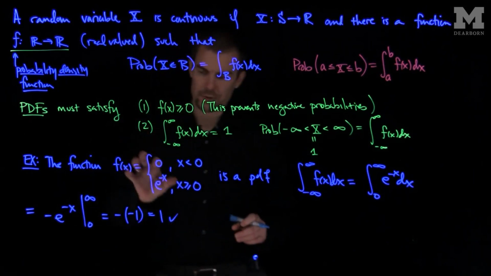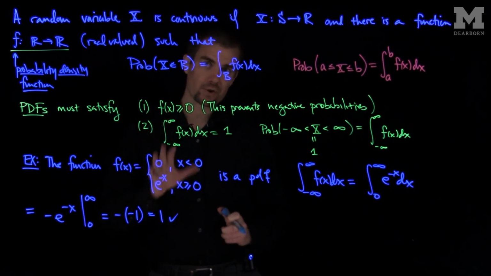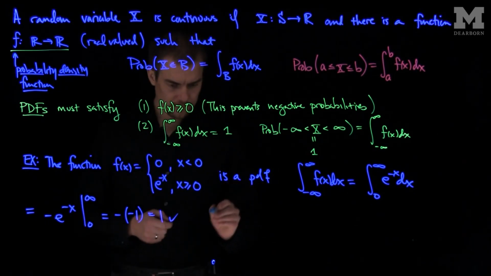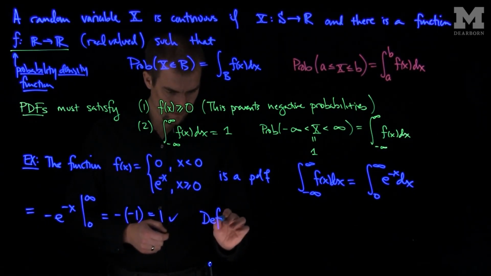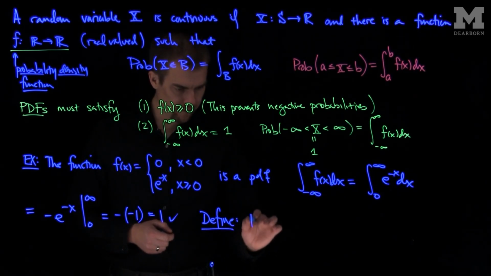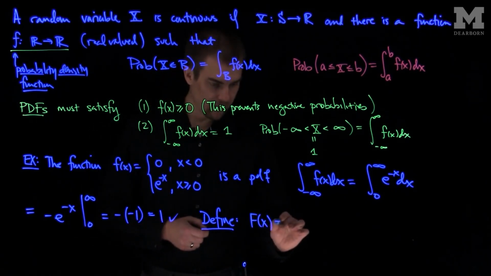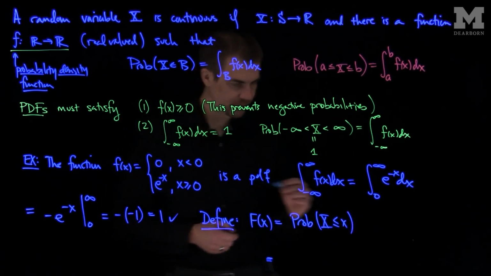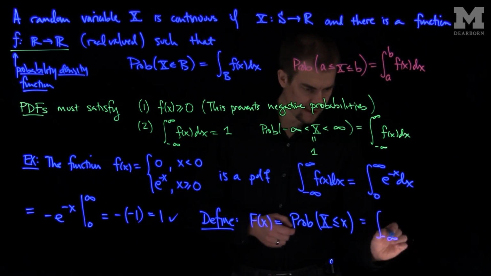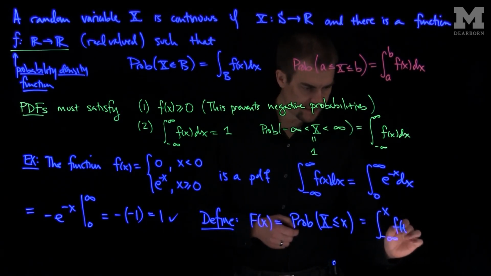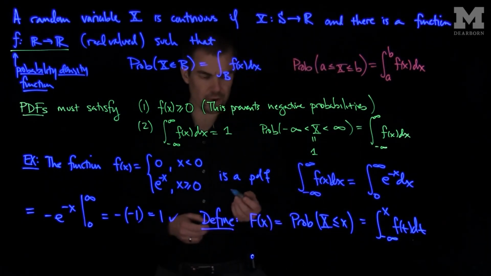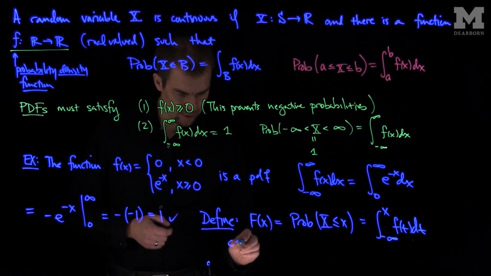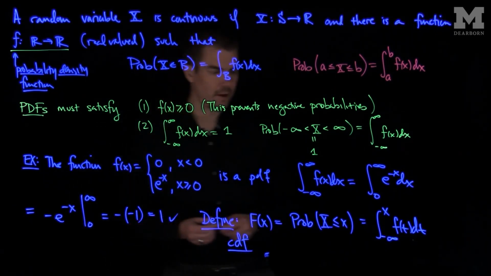And later we'll see that this one particular PDF is a special case of an exponential random variable with parameter 1. Now we can define a function capital F of x as the probability that X is less than or equal to x, which is the integral from negative infinity up to x of f of t dt. And this function over here is the cumulative distribution function of the random variable X.